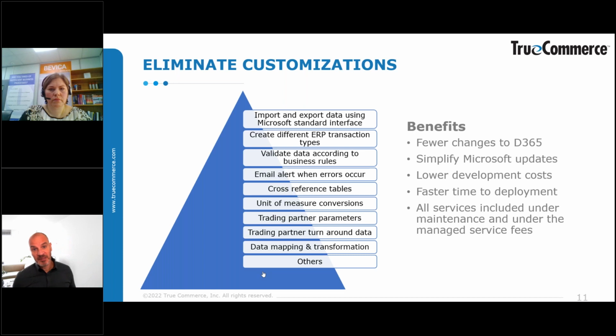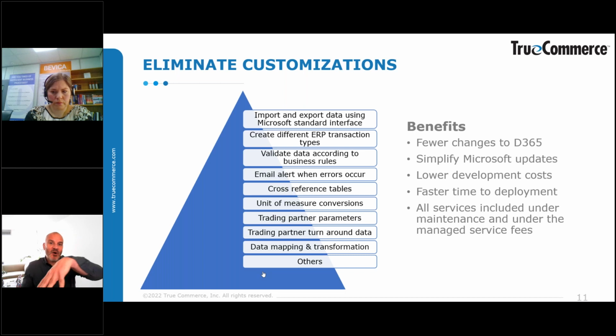A cross-reference table. Generally, your customers will order part numbers that you don't know, that don't match your part number. So being able to establish a cross-reference table is something easy to do, but doing it in a dynamic way so that you can update it quite quickly without having to make changes in Business Central. Same thing with unit of measure conversions, trading partner parameters, turnaround data from trading partners, mapping changes.